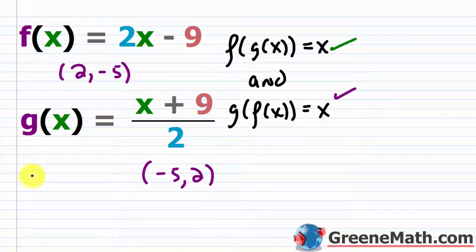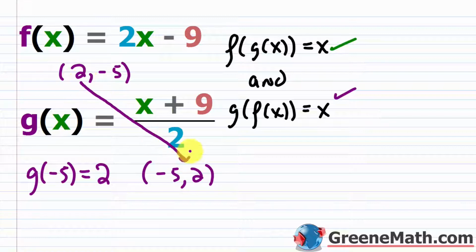Well, let's see if that's the case. So g of negative 5 is equal to what? Well, you'd plug in a negative 5 here and then plus 9, that's 4. 4 divided by 2 is 2. So these two are kind of the reverse of each other. The x value became the y value and the y value became the x value.